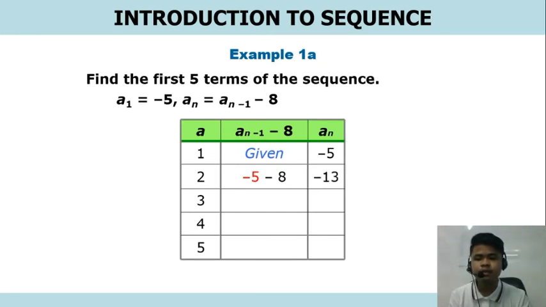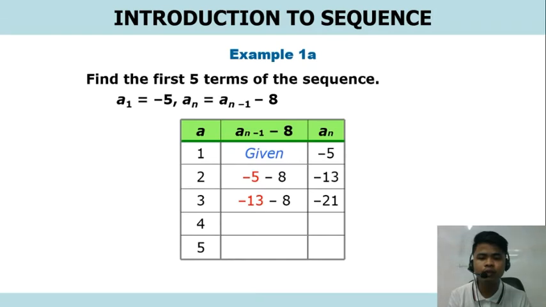The next, to find the third term, we need the second term. To find the third term, we need the value of the second term, which is negative 13. Let's substitute negative 13 to A sub n minus 1. It will become negative 13, then copy minus 8. Negative 13 minus 8, it is equal to negative 21. Then to find the fourth term, we need the value of the third term, which is negative 21.